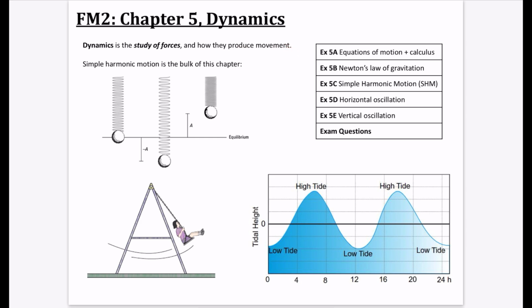And simple harmonic motion is going to be the bulk of this chapter. Obviously, exercises A and B follow on really directly from chapter 4, which is kinematics with calculus. And then 5C, 5D, and 5E are all to do with simple harmonic motion.